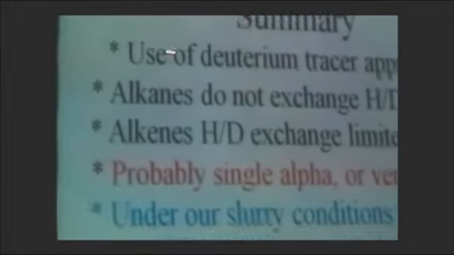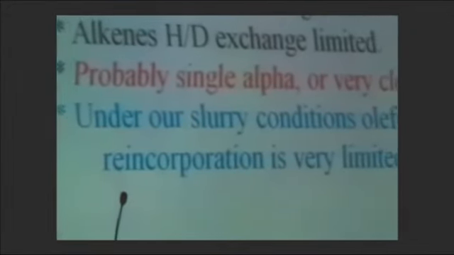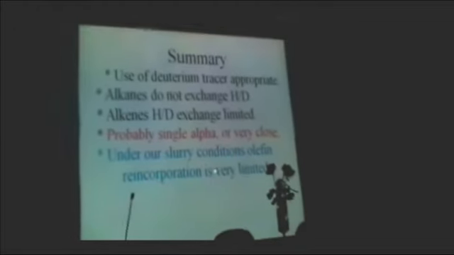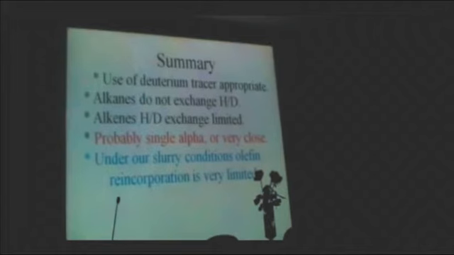We think that it's appropriate to use deuterium as a tracer in Fischer-Tropsch. Apparently, the hydrogen-deuterium exchange is essentially inhibited by the presence of CO. That the alkenes exchange, but it's limited. And so, under our slurry conditions, olefin reincorporation is very limited. It does occur, but it is not sufficient to account for the 2-alpha distribution. And so we would conclude based on this, and we're going to make other runs.